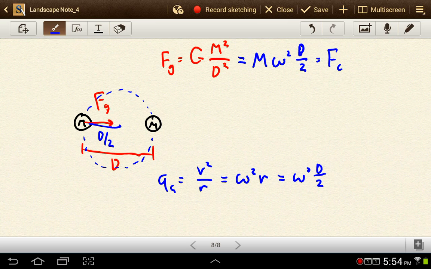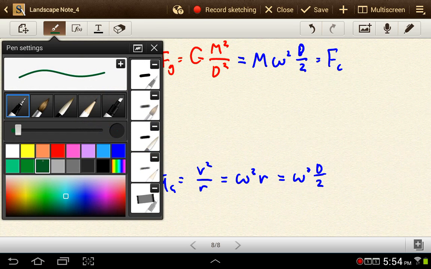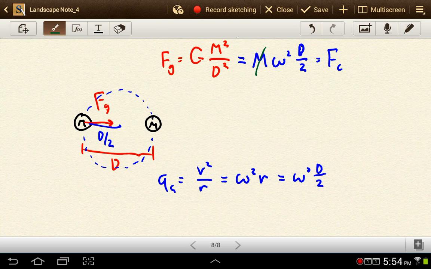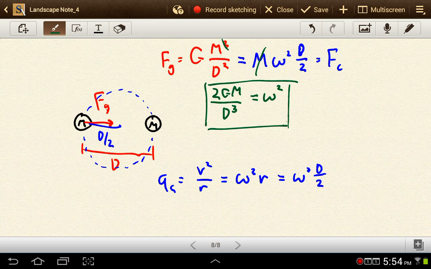Now, why not change colors again. We can cancel an m, and then the d's will group up. We want to solve for omega squared, so omega squared equals 2 big G big M over d cubed. Actually, that's not quite the answer, sorry, because I asked for angular velocity, so angular velocity equals the square root of 2 big G big M over d cubed.